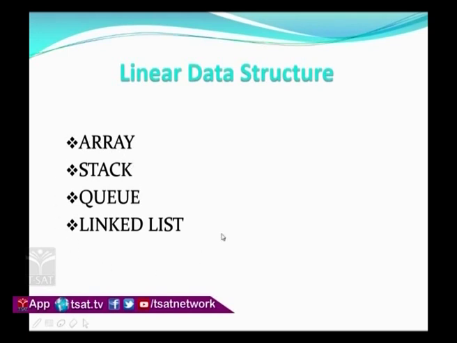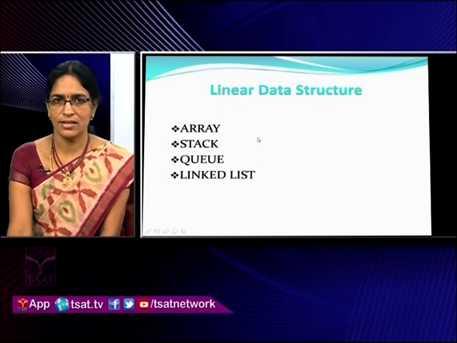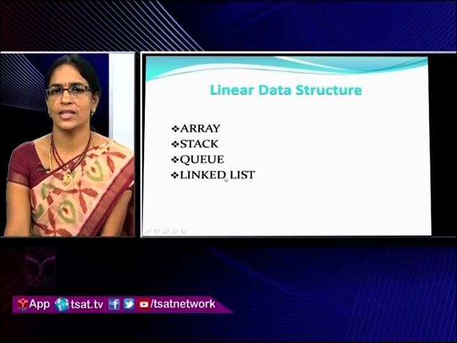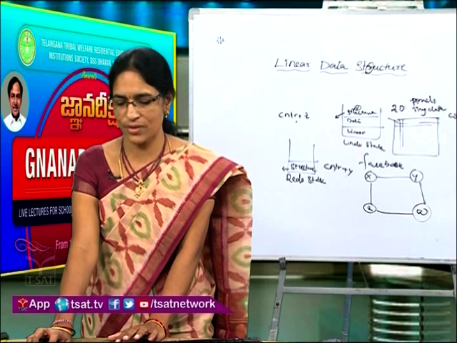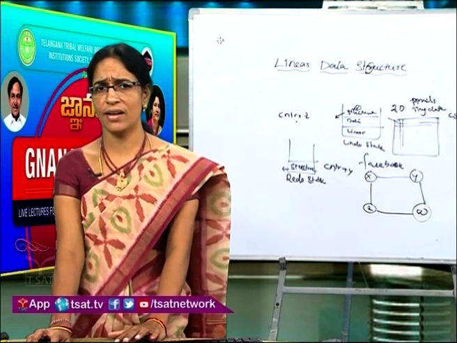These 4 data structures are called linear data structures because the data elements are stored in a linear or sequential fashion. That's why they are called linear data structures. All 4 have one successor and one predecessor, except the first and last elements. First we will discuss the arrays concept.